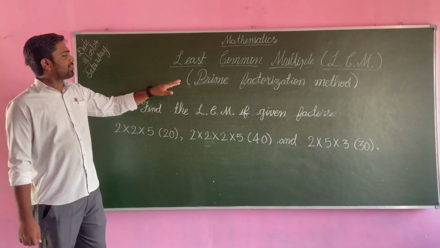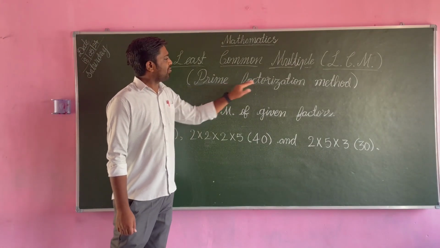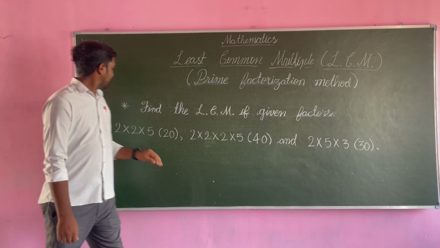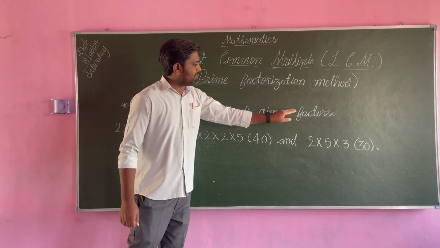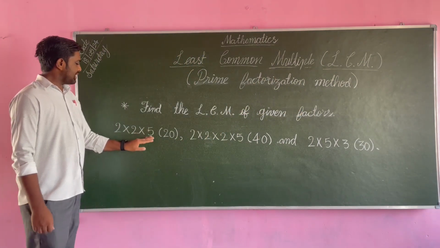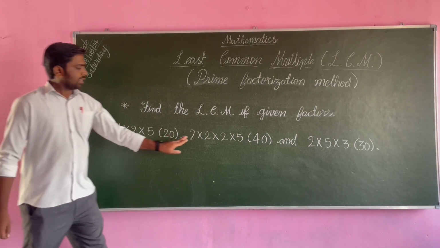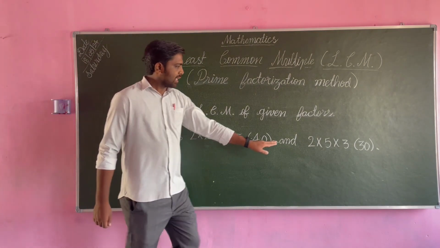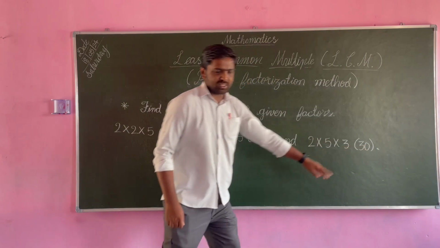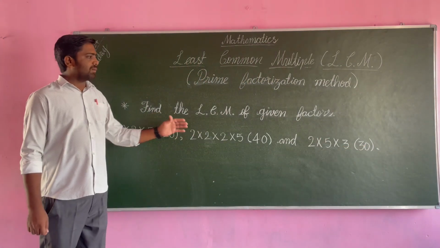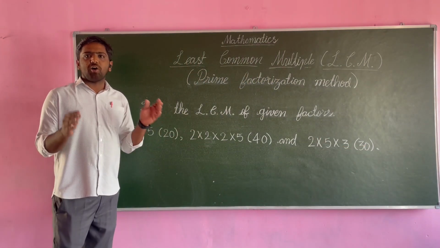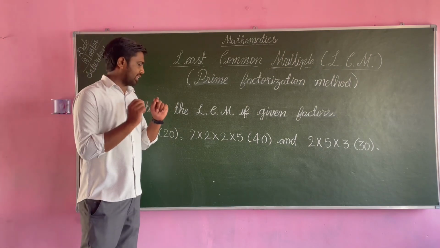Now, let's find the LCM using the prime factorization method. Find the LCM of the given factors. These are the factors of 20. These are the factors of 40. These are the factors of 30. So, the LCM of these numbers is the product of the common factors and non-common factors.